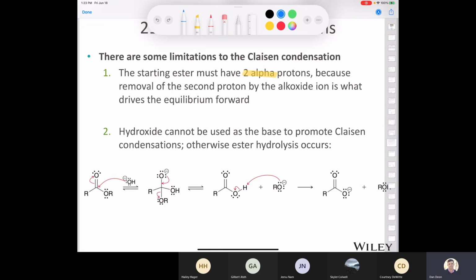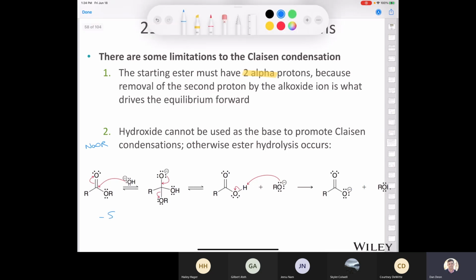The second one says hydroxide can't be used as a base, okay? You've got to have some kind of alkoxide, like ethoxide, methoxide, whatever. Why? Because if you have hydroxide as your base and you're just treating it with an ester, then what's going to happen is you're just going to do a saponification reaction. That's what's happening here. It says ester hydrolysis. Well, what's an ester hydrolysis in base? It's esterification. So that's essentially what's happening here.